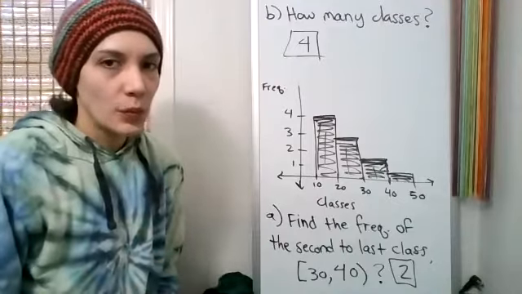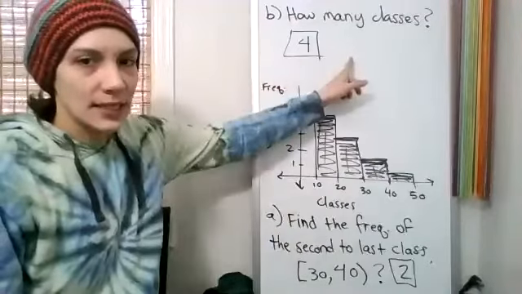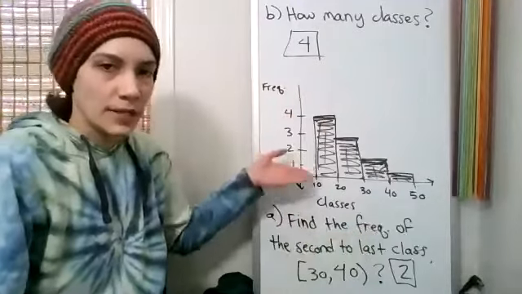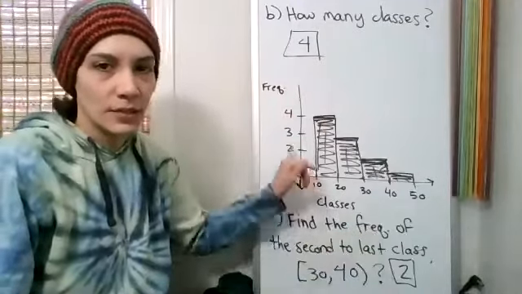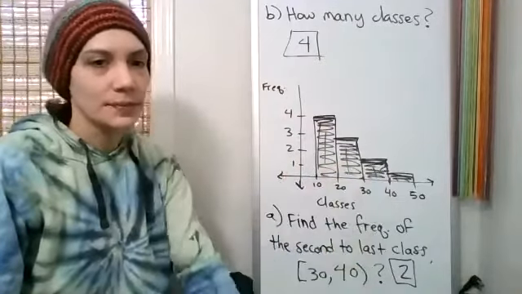Okay. I mean, you could put four classes. Here you can see, you could type it out. The frequency is 2. Or you could just put 2.